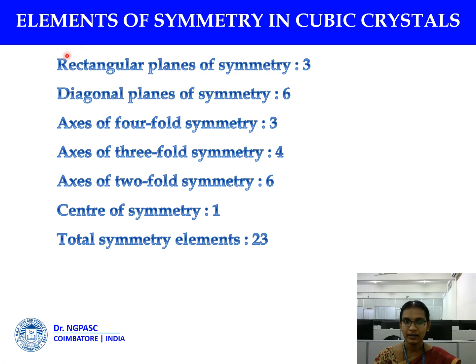Hence, we have calculated the elements of symmetry in cubic crystals. The rectangular plane of symmetry is 3. The diagonal plane of symmetry is 6. The axis of fourfold symmetry is 3, the axis of threefold symmetry is 4, and the axis of twofold symmetry is 6. That is, planes of symmetry total 9, axes of symmetry total 13, and the center of symmetry is 1. Therefore, the total symmetry elements in the cubic crystal is 23.